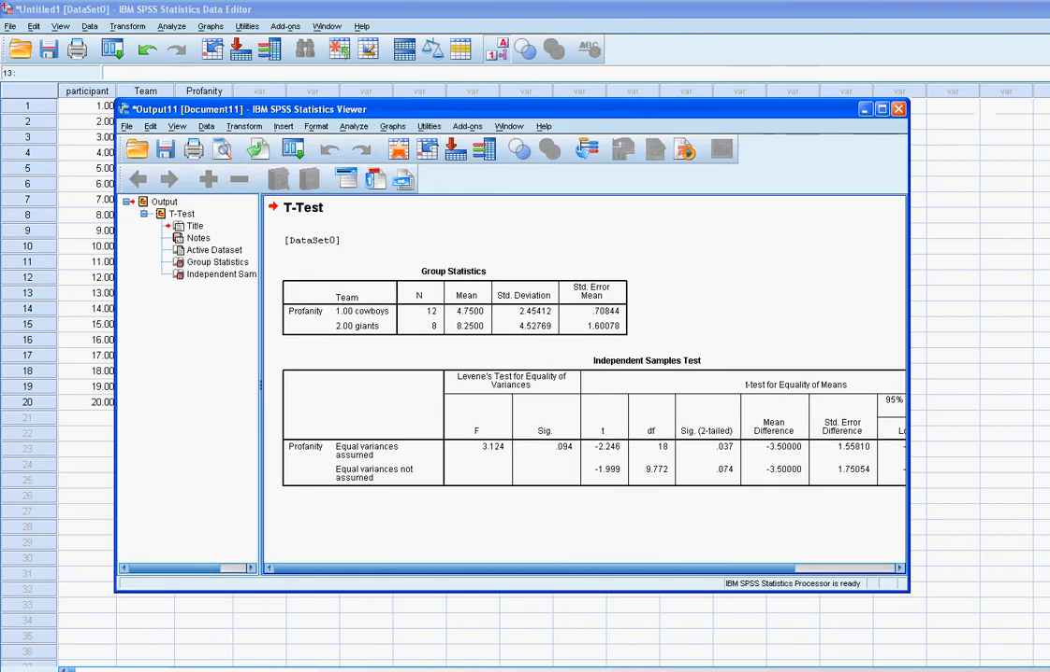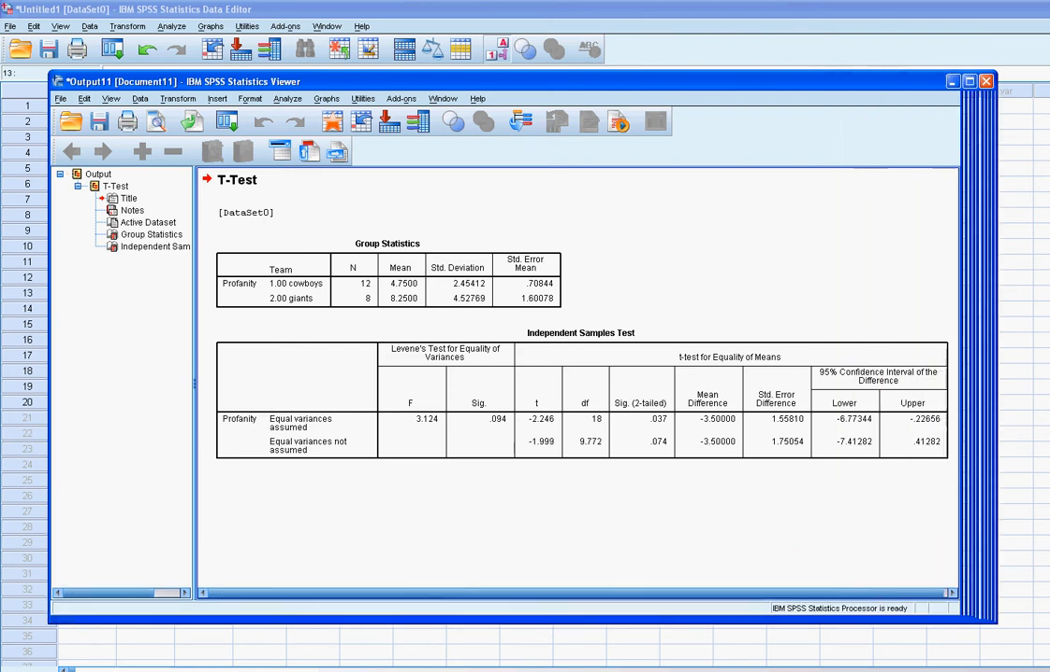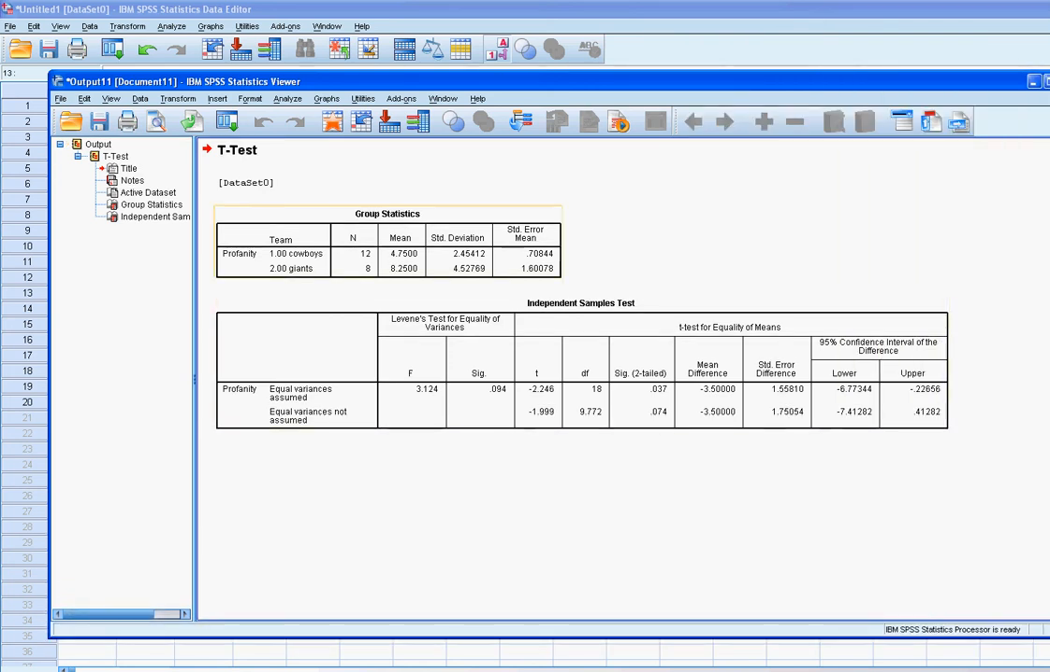In the output we will see descriptive statistics, which will tell us the number of people in each group. So we see we have a sample of 12 Dallas Cowboys fans and 8 Giants fans. We see the mean, so it was 4.75 for Cowboys and 8.25 for Giants, suggesting more profanity among Giants fans than Cowboys fans. And we see the standard deviations of the two groups and the standard error of the mean of the two groups.